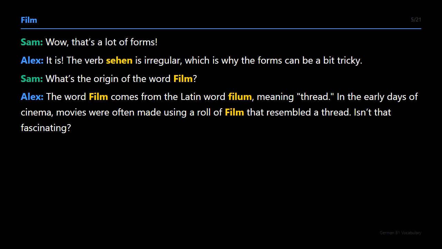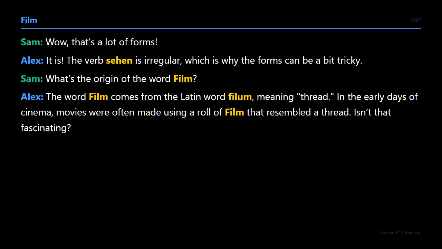What's the origin of the word Film? The word Film comes from the Latin word Filum, meaning thread. In the early days of cinema, movies were often made using a roll of film that resembled a thread. Isn't that fascinating?